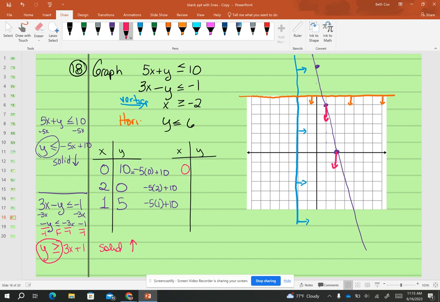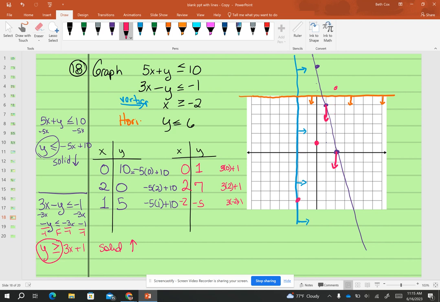All right, again, we're going to plug in 0, plug in 2. So I plug in 0, that's 3 times 0 plus 1, which is 1. So 0, 1. If I plug in 2, I get 3 times 2 plus 1, which is 7. Might be a little harder. So I have 2, 7. Okay, let me plug in negative 1 to get a better point. Let's plug in negative 2. So 3 times negative 2 plus 1. Negative 6 plus 1 is negative 5.